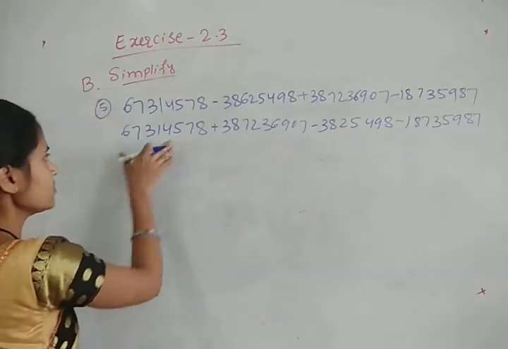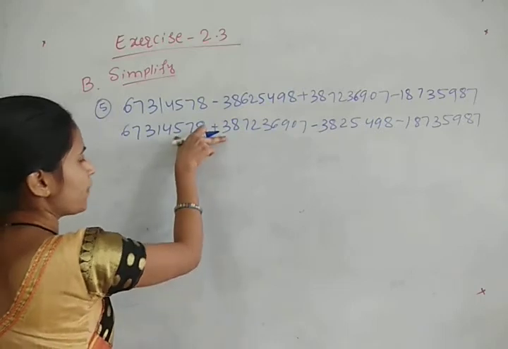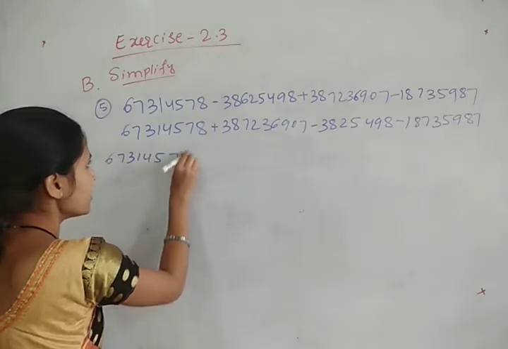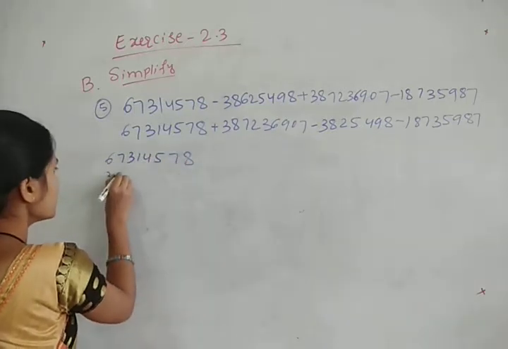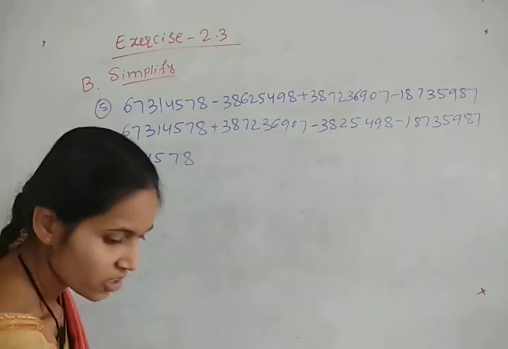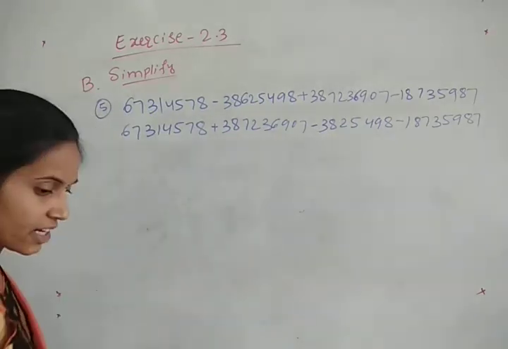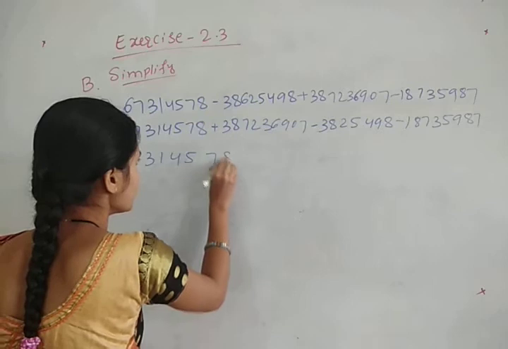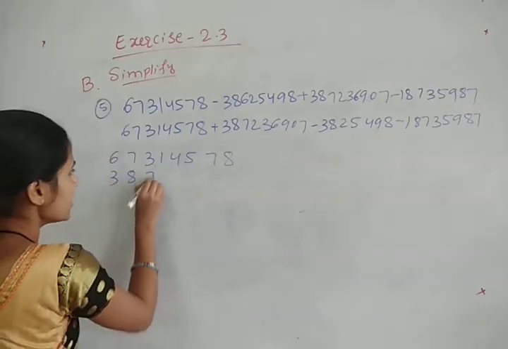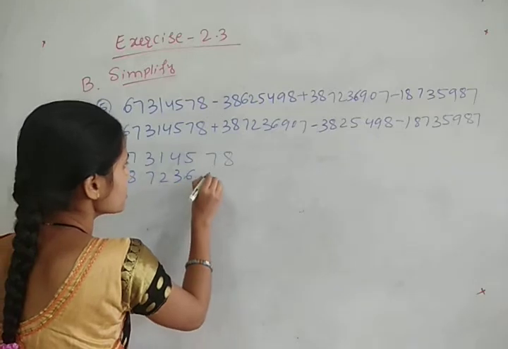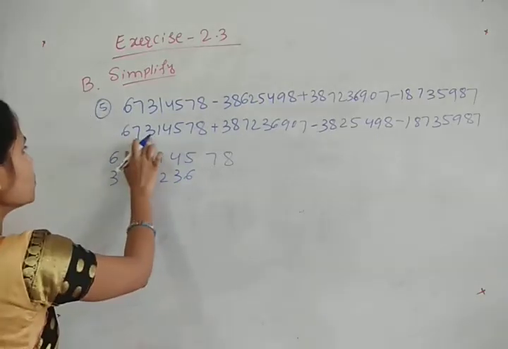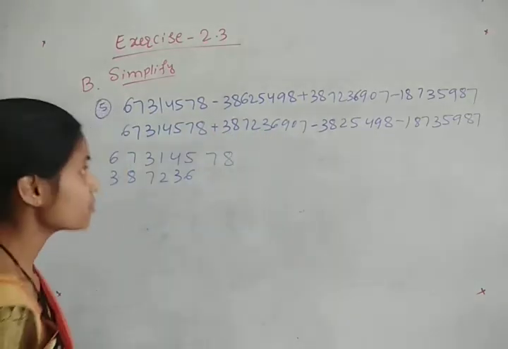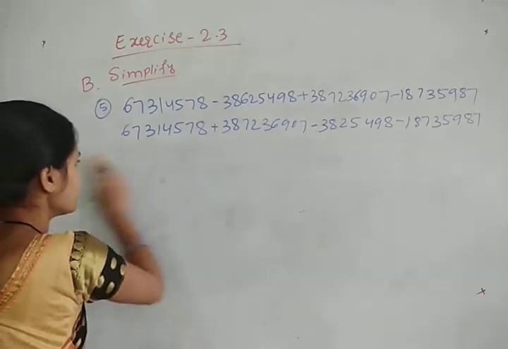Okay. So now I will add these two numbers. Okay. See here. 6, 7, 3, 1, 4, 5, 7, 8 and 3, 8, 7, 2, 3, 6, 1, 2. I will write clearly. Okay, so this number is big one. Yes, so I will write that one first.